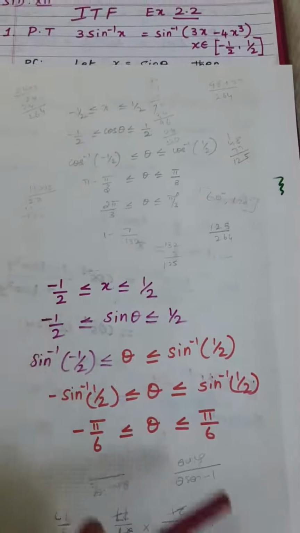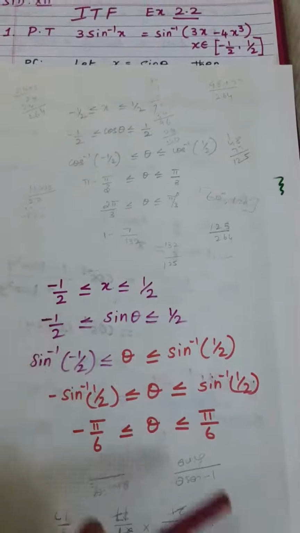1 by 2. We know that sin inverse of minus theta is minus sin inverse theta. So minus sin inverse 1 by 2 and sin inverse 1 by 2, and we know the value of this one. So minus pi by 6 is less than or equal to theta, which is less than or equal to pi by 6. So theta belongs to the closed interval minus pi by 6 to pi by 6, that belongs to the principal branch of the sin inverse function. This is for your understanding. We don't want to write this while writing the proof.